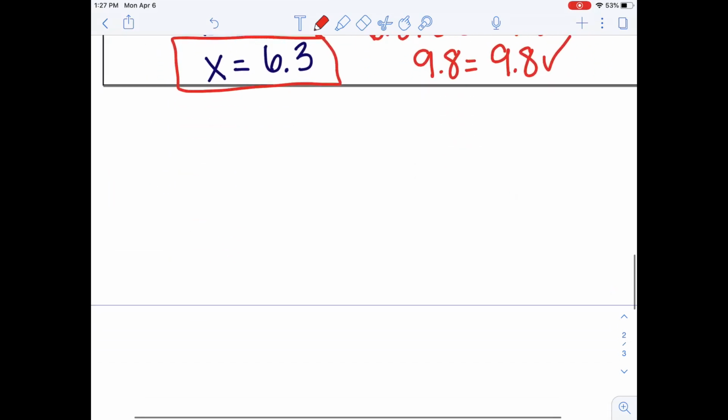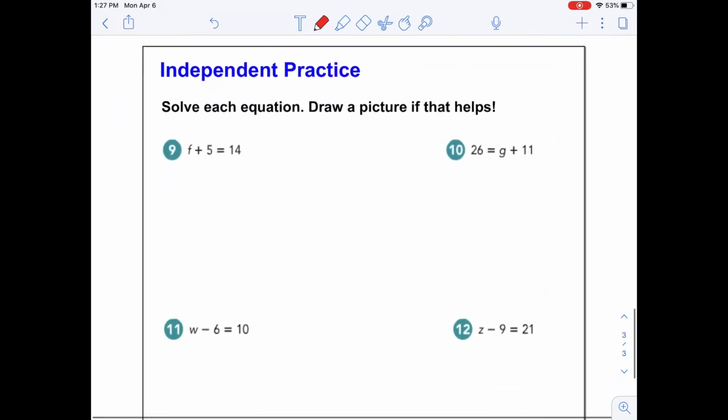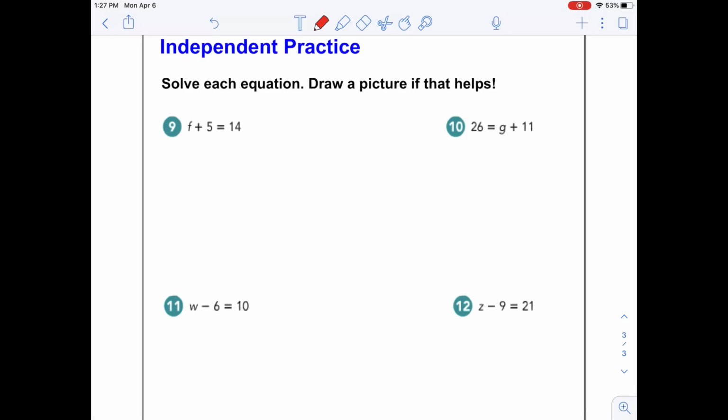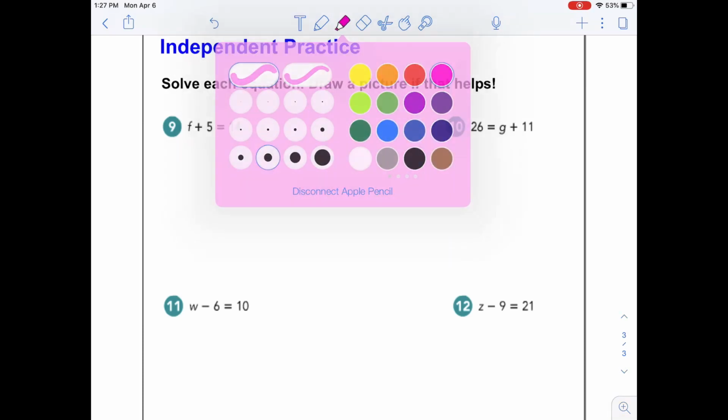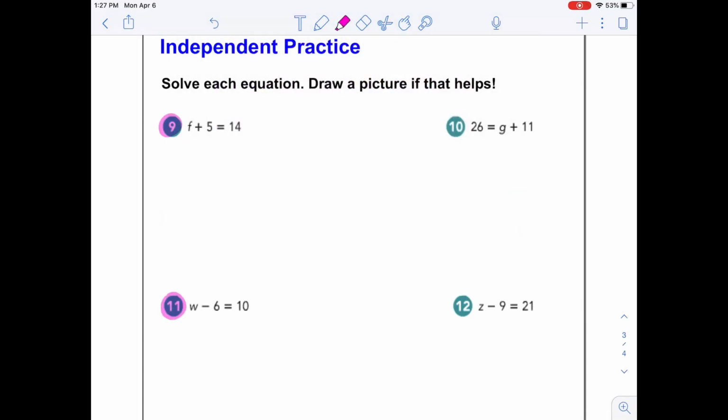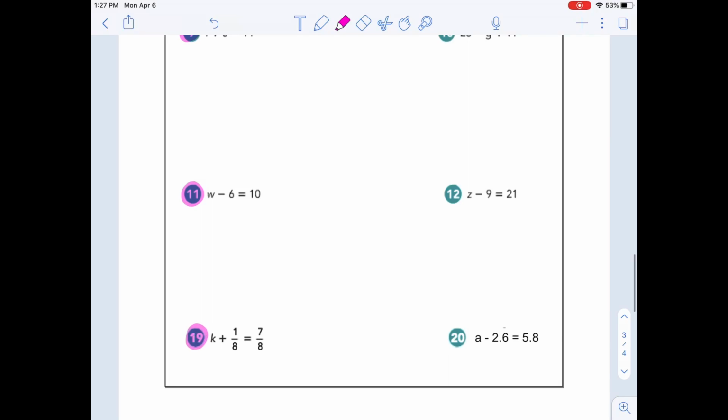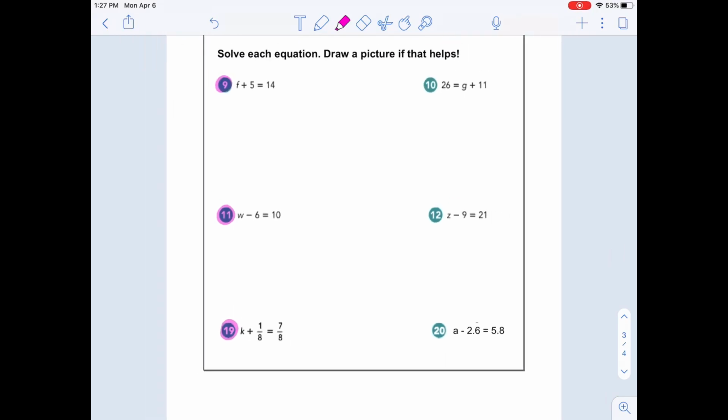All right, as we move on to the final page, these are just extra practice problems for you to try out on your own and check. I am going to do 9, 11, and 19, and then you can try the other 3 out and check your work at the end. But I'm going to go through and model these 3 just to help you along, okay?